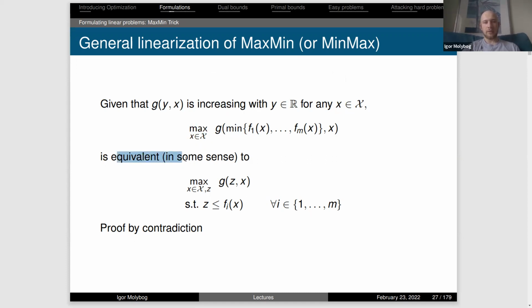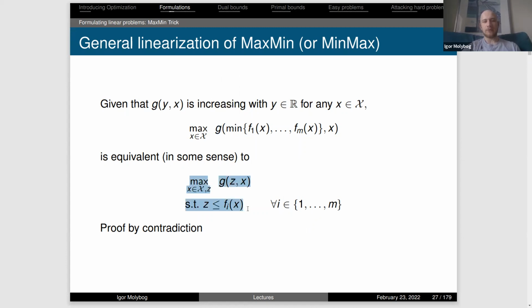You can equivalently rewrite it as maximization of the function g itself, subject to a system of m constraints saying that z is less than or equal to fi of x. As you can see, if we used to have a maximum over minimums, now we just have the maximum. So we got rid of the minimum completely. In particular, if this function g is linear, we know that a linear function is increasing with y, so it could be linear.